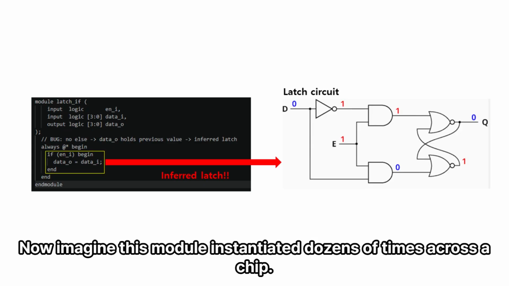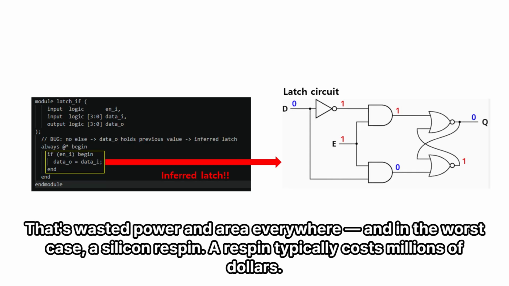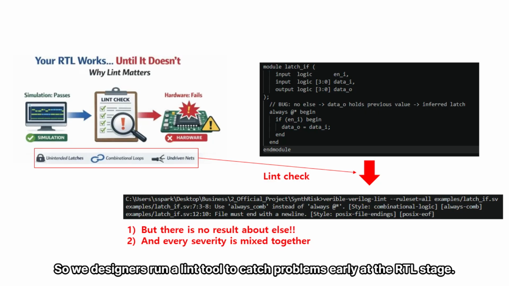Now imagine this module instantiated dozens of times across a chip. That's wasted power and area everywhere. And in the worst case, a silicon respin. A respin typically costs millions of dollars. So we designers run a lint tool to catch problems early at the RTL stage.